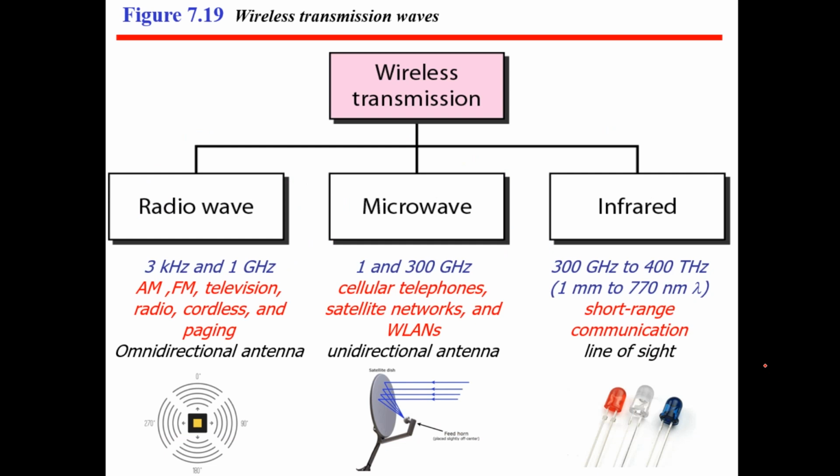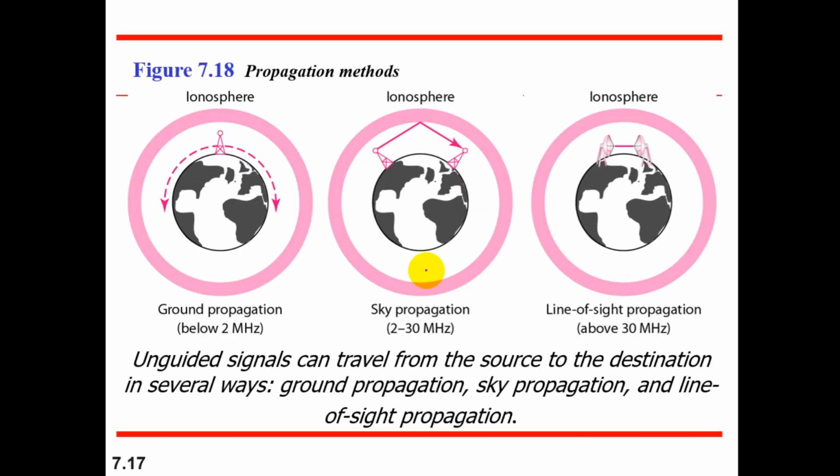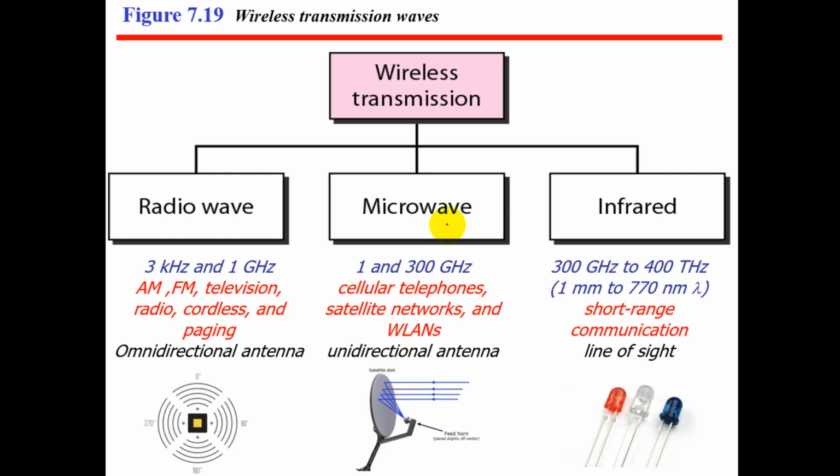Based on the frequencies, we have different categories of wireless transmission, like radio wave, microwave, and infrared. Radio wave means a lower frequency range, and for that purpose an omnidirectional antenna can normally be used. Applications that use this frequency range are AM, FM, television, etc. The microwave region has a high frequency range, 1 gigahertz and onwards. Normally they employ unidirectional antennas or line of sight communication. Cellular phones and satellites use this. Our wireless LAN routers also operate in this range, at 2.4 gigahertz.